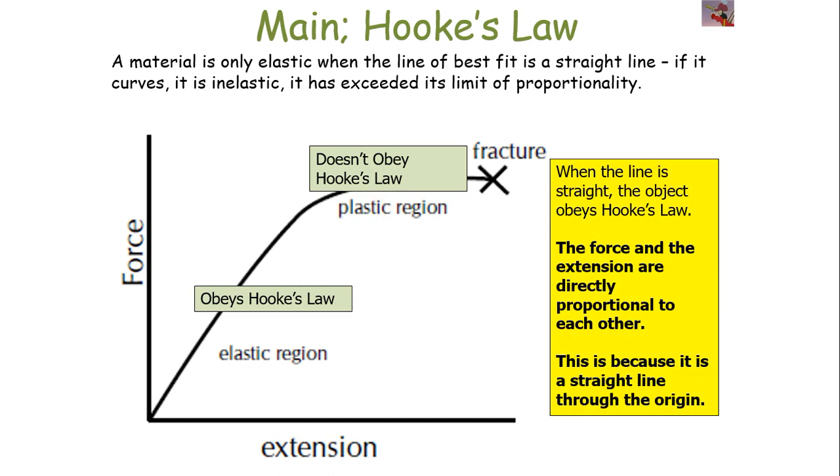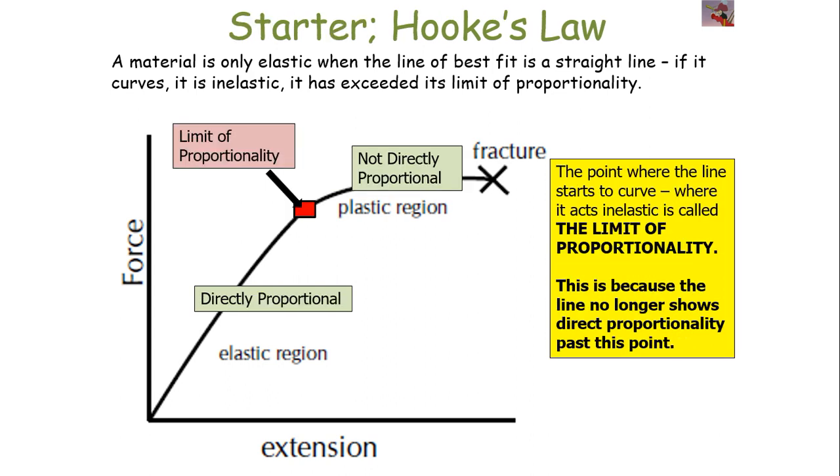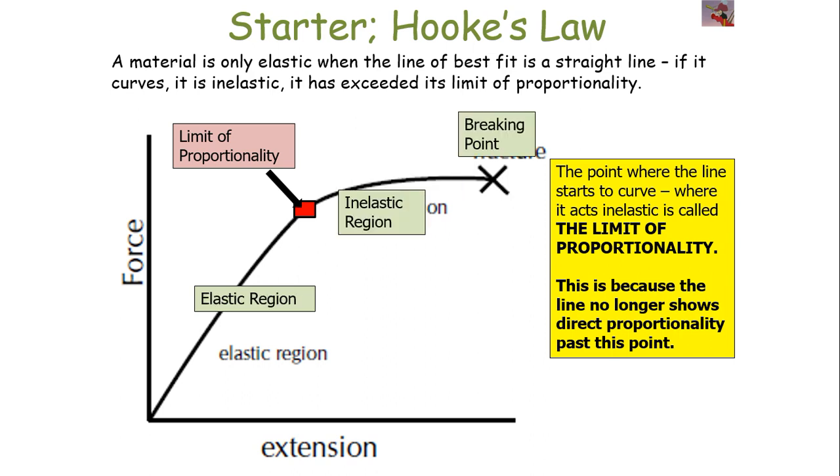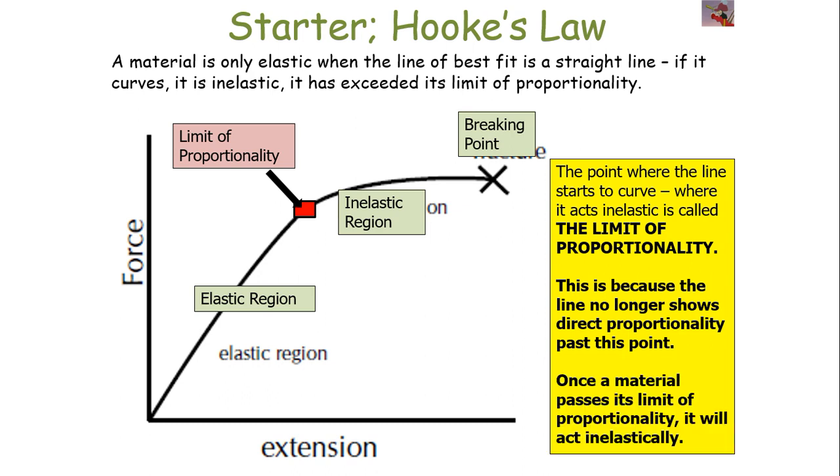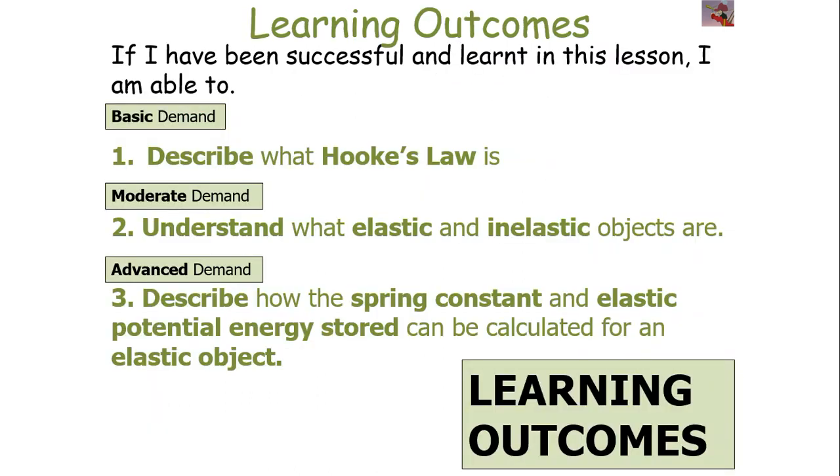Now, like we said before, if it's a straight line through the origin, the deforming force and the extension it causes must be directly proportional to each other. So when it starts to curve, when it's no longer a straight line, it's reached its limit of proportionality because it's no longer directly proportional. So you've got your elastic region before your limit of proportionality, your inelastic region after your limit of proportionality, and if you keep on adding the deforming force, it reaches breaking point. So once the material passes that limit of proportionality, it will be acting inelastically.